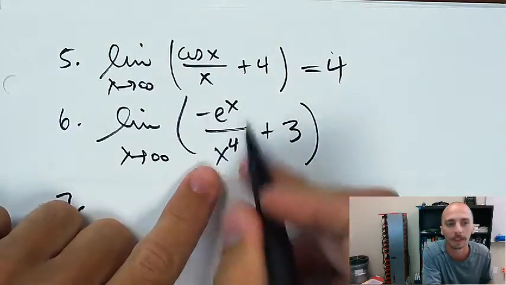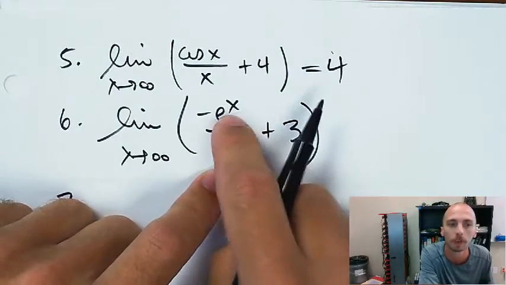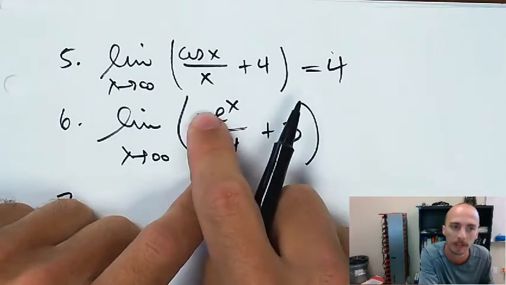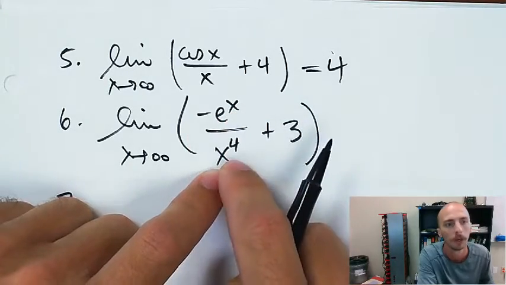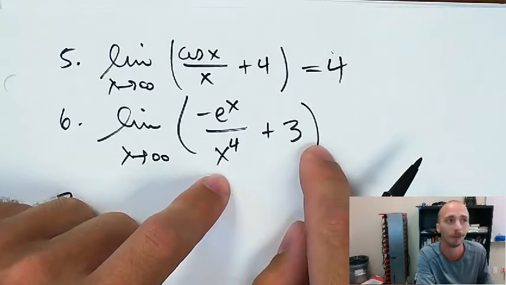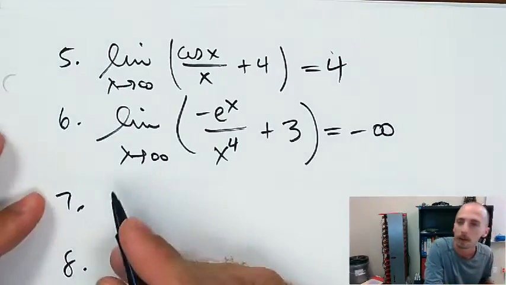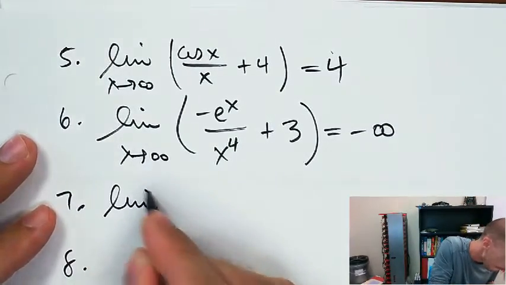Let's see. All right. This is a big, oh wait, it is not a bigger on bottom fraction. This is a bigger on top fraction. So this is going to negative infinity, right? Because negative of a large positive number, that's going to be a large negative number. And then I add 3 to it. We're already negative infinity. Plus 3 is not going to help anything. That's going to be negative infinity.